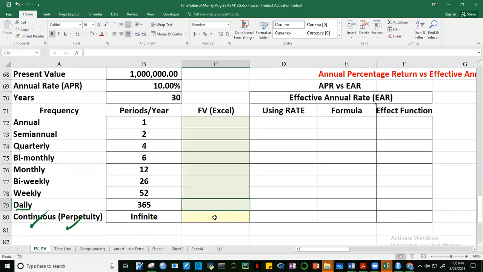Up to here. Hindi natin pwedeng gamitin tong sa infinite na to. Okay, so pakilagay yung formula natin dito para pag kinopy down natin yung formula dito ng future value, tama yung future value natin. Okay, I'll give you 1 minute. Timer starts now. Go.